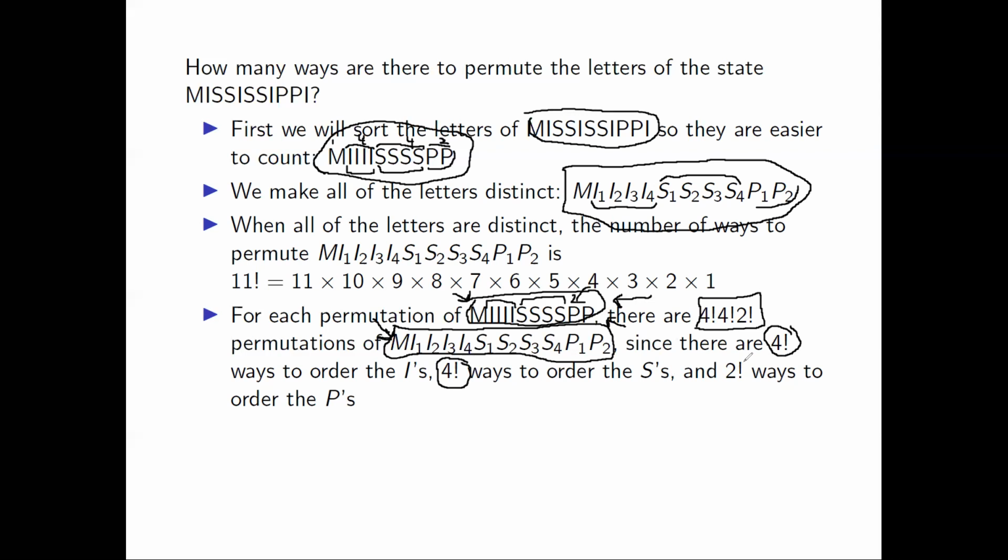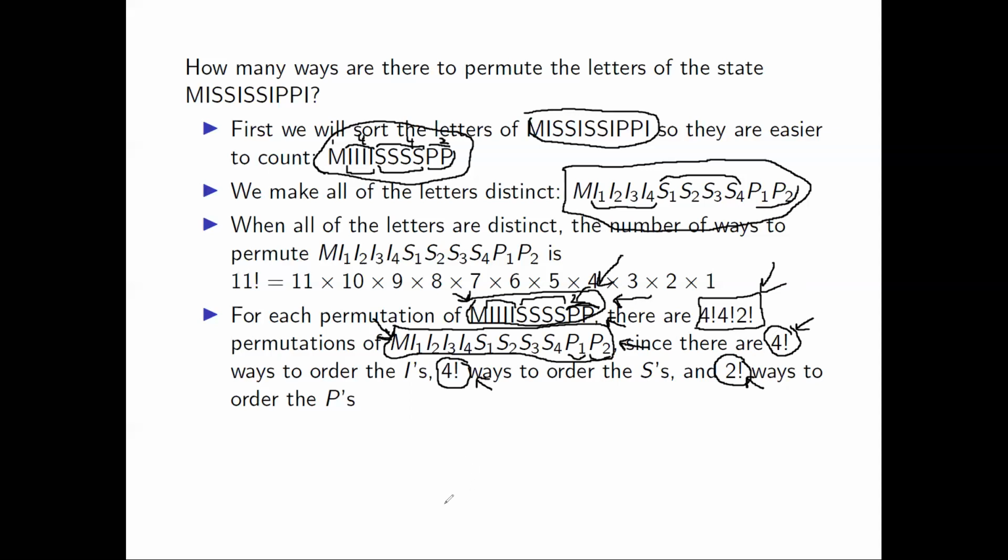Moreover, there's going to be 2 factorial ways to order the p's in this permutation right here. So in the 2 slots for the p's, there's 2 factorial ways we can place the p1 and the p2 in those slots. So the total number of permutations of the second one, where we have the subscripts, corresponding to each permutation of the first one right here, is just going to be the product of these factorials, which is 4 factorial times 4 factorial times 2 factorial. And that's exactly what we got in this box right here.